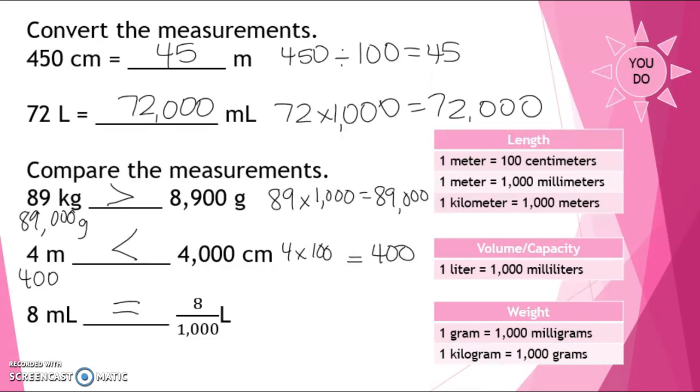I did not do this last one. I hope it wasn't too tricky for everybody. If you were to take 8 and divide it by 1,000, you would get 0.008. So 8 milliliters is 8/1000ths of a liter. And you are right. This is not equal. Well, it is equal because it's 8/1000ths of a liter.